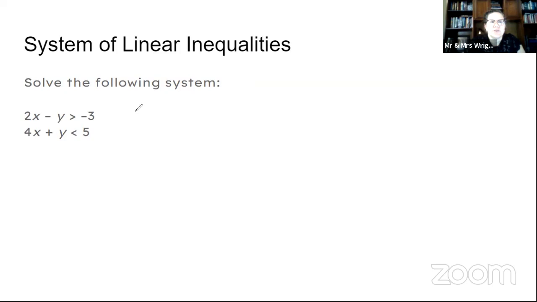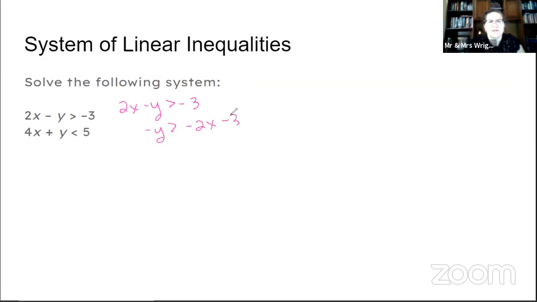So I have 2x minus y is greater than -3. So that's going to end up being negative y is greater than negative 2x minus 3. My 2x over here on the left, switch sides to the right. It was on the left a positive, so on the right it's going to be a negative. My -3 stayed on the same side, so it stayed a -3. Now I have negative y here. That means that I have a -1 implied in front of it. So in order to undo the negative here, I'm just going to divide by the negative. And remember, that means I need to flip the sign.